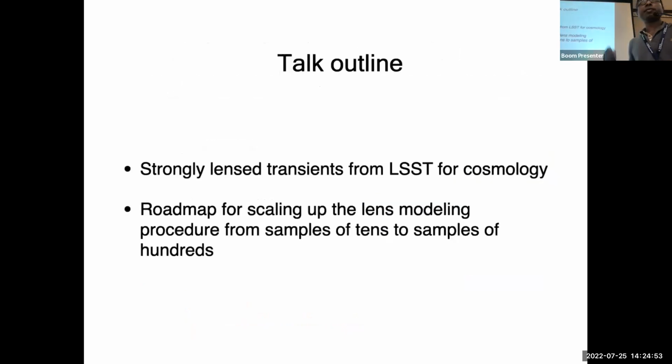For the first part of my talk, I'm going to talk about what kind of science we would like to do with these strongly lensed transients from the LSST. So it's time delay cosmography. We want to measure the Hubble constant and other cosmological parameters with the strongly lensed transients. And for the second half, I'm going to describe my roadmap to get to an automated modeling pipeline that can help us handle these very large samples of lensed transients.